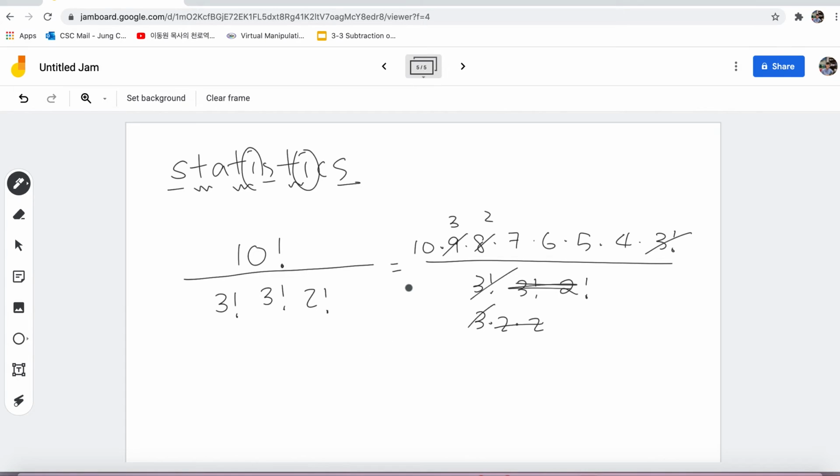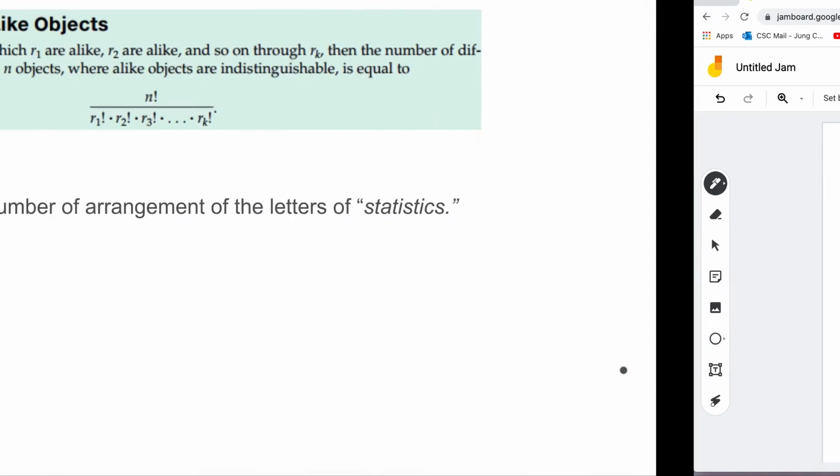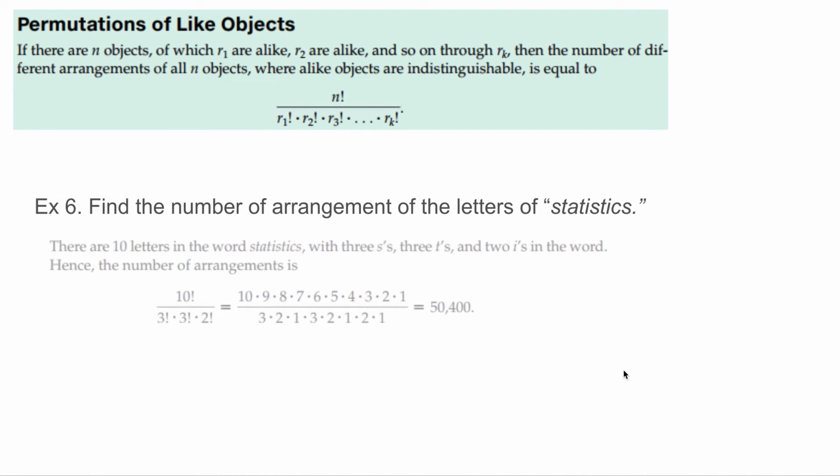So you can just calculate 10 times 3 times 2 times 7 times 6 times 5 times 4, and you get 50,400 ways. Okay, so when something is repeated, you can just divide n factorial by the factorial of whatever is repeated.